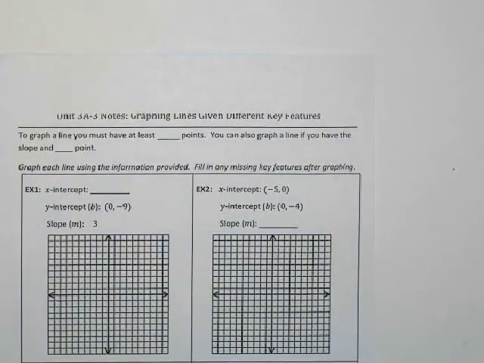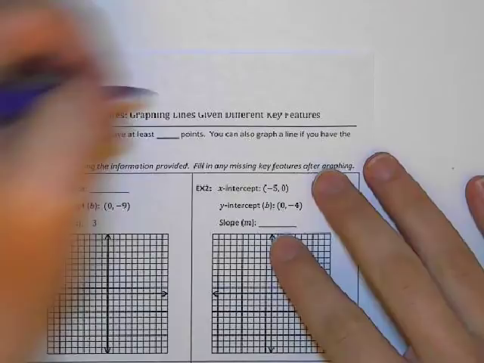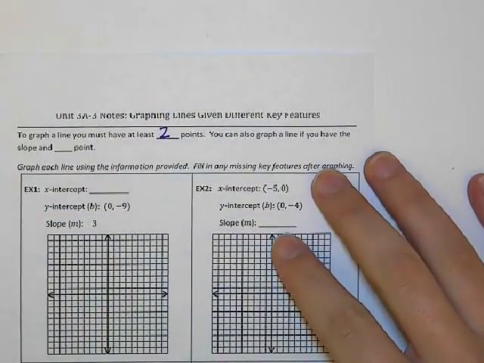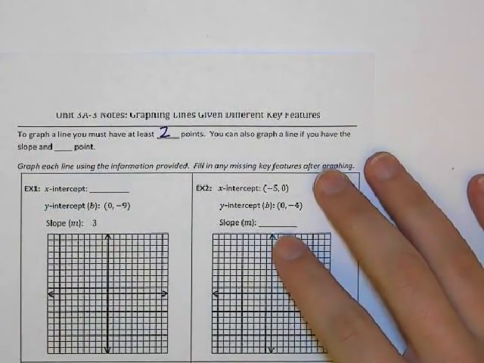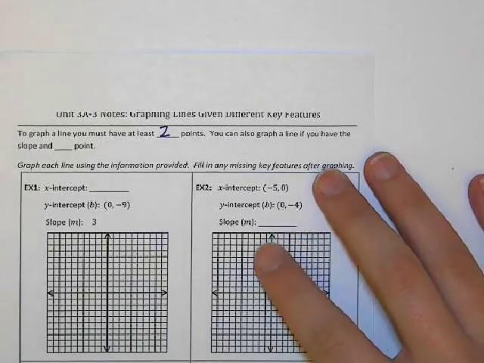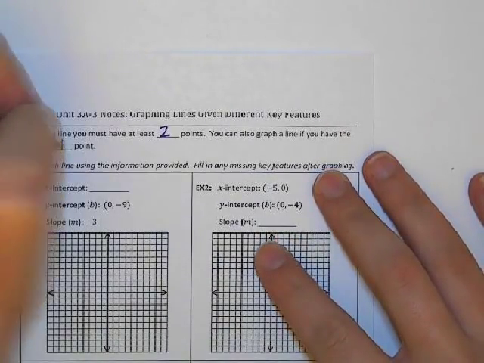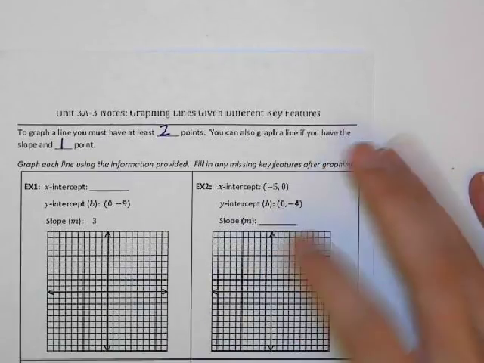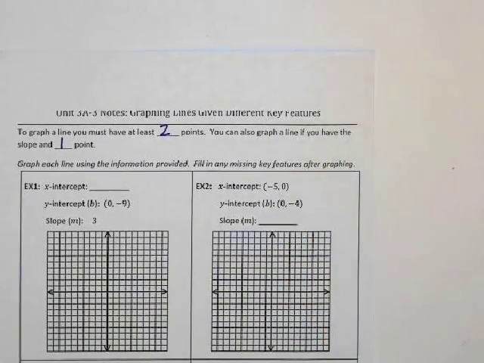It says, to graph a line, you must have at least 2 points. Everybody write a 2. You must have at least 2 points. You can also graph a line if you have the slope and 1 point. So in order to graph, you have to have at least 2 pieces of information: 2 points or slope and 1 point.